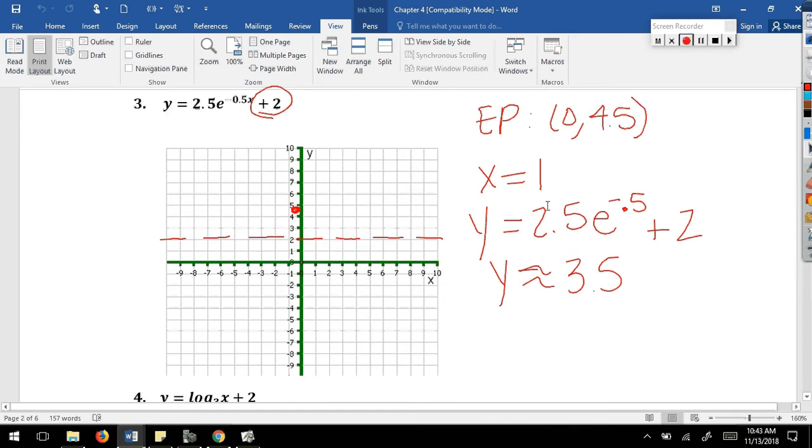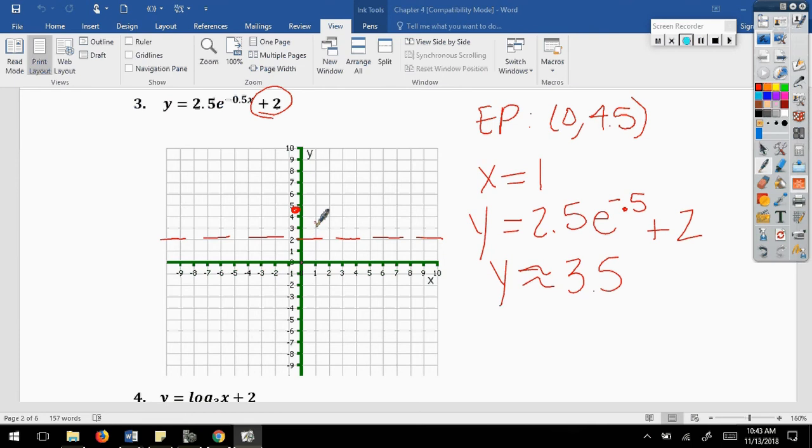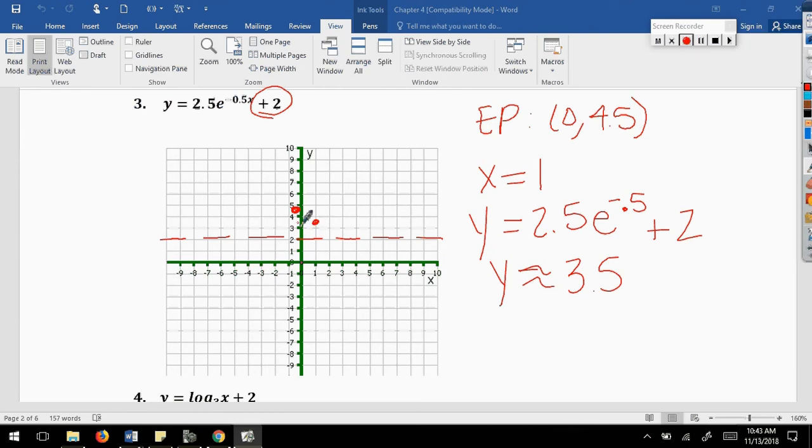So now 3.5 happens about here. And I can connect and hug my asymptote. My domain, of course, again is negative infinity to infinity. And my range is going from 2 up to infinity. Okay?